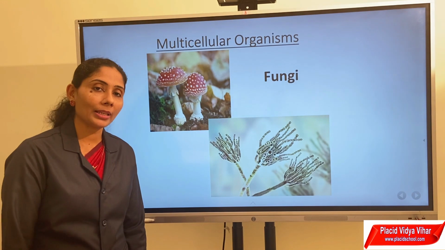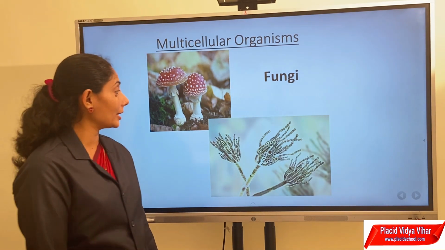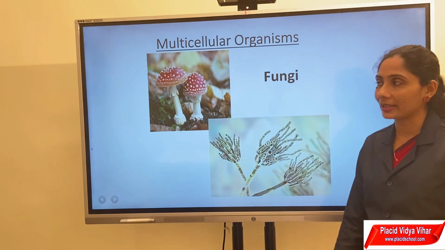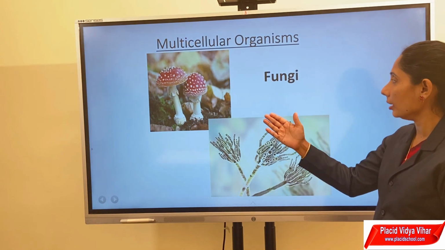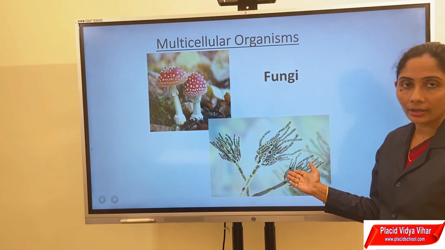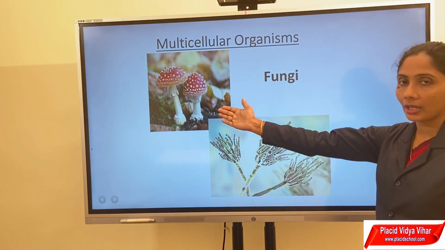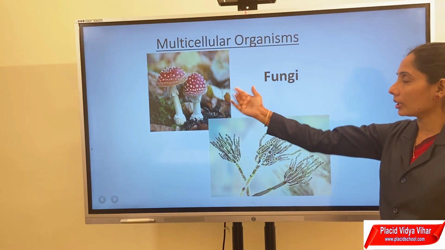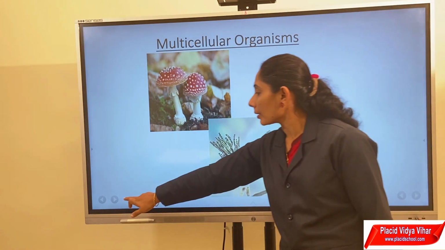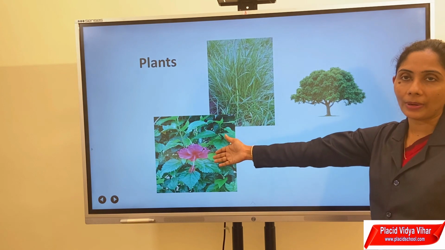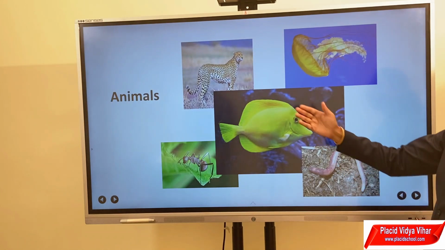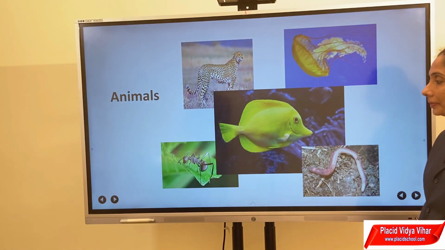Okay, moving on to multicellular organisms. What are multicellular organisms? Organisms comprising many cells. Some examples here are fungi. Here you have to use a microscope to see them more clearly. This is Penicillium. Now that can be seen with your naked eye. You can clearly see fungi. So fungi are a multicellular group of organisms. Then, as I told you, plants are also multicellular. Then comes animals, multicellular.